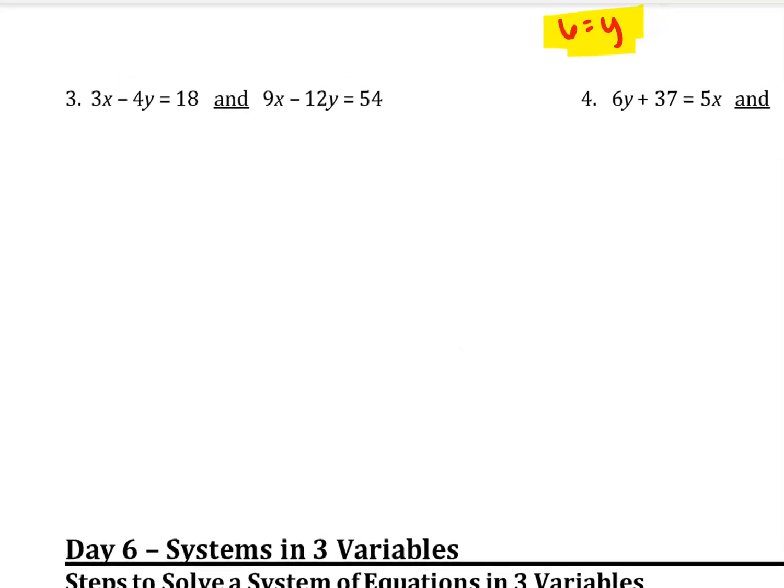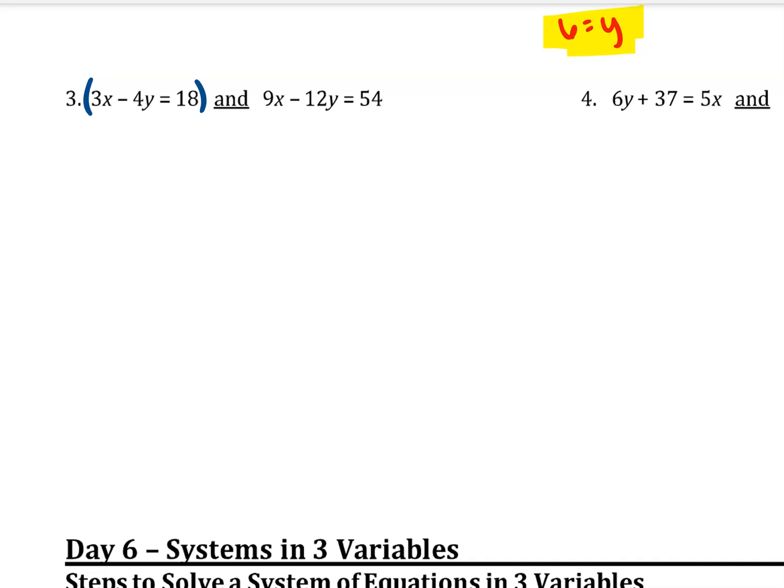They're already both in standard form, which is great. We need to get opposite coefficients. So either 3 and 9 need to be the same, but with opposite signs, or 4 and 12 need to be the same, but opposite signs. I'm just going to worry about the x's, not really look at the y's too much right now. I'm going to get 3 and 9 to just both be 9.